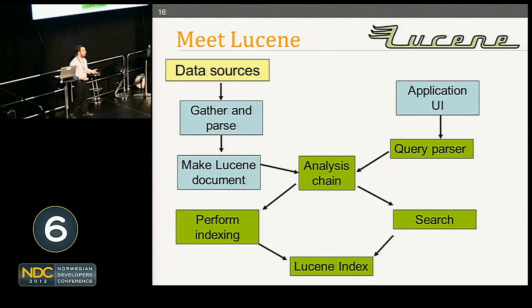The way Lucene works, let's consider the colors. Yellow is the actual data that we want to index. Blue is what we need to write. Green is everything Lucene does for us. I'm only talking about the basic operations now. So I have data. I want to index it.